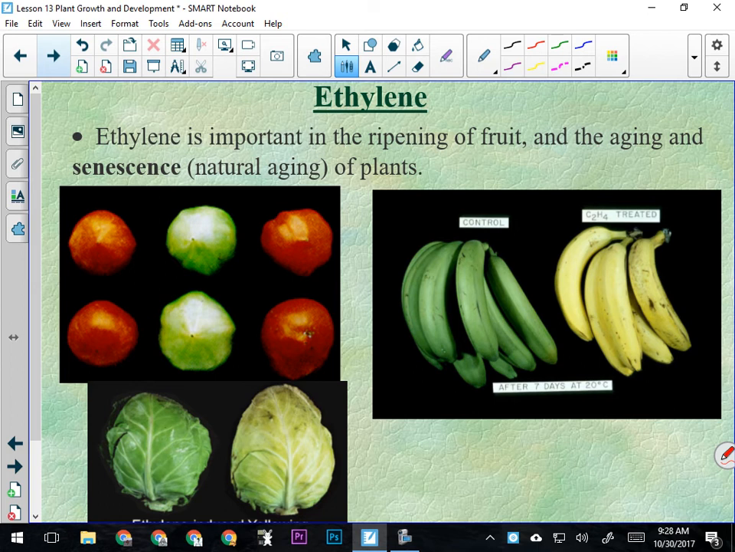Okay, ethylene. Ethylene is a gas. It's not really a hormone per se, but it affects a plant like a hormone does. Right? So ethylene is a gas that's produced by certain parts of the plant, especially leaves that were near the base of the flower, and anything in or around the fruit. So it's an important hormone or gas in the ripening of fruit and the aging, or senescence, of plants.